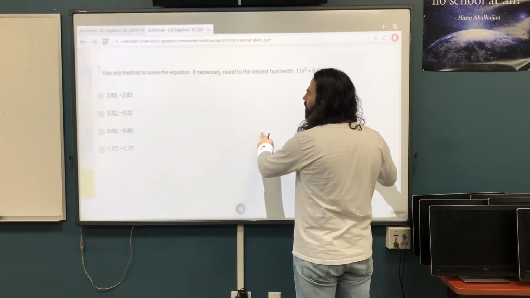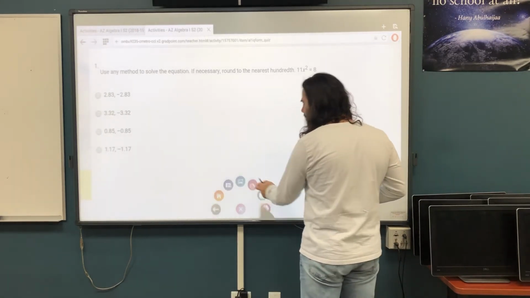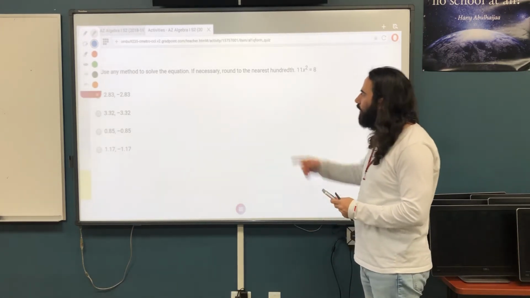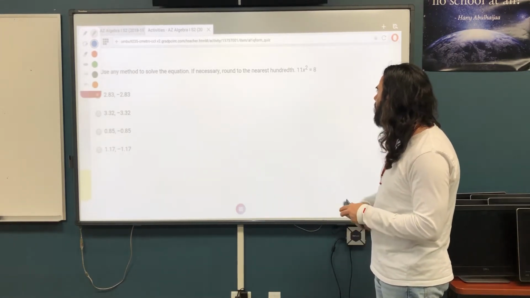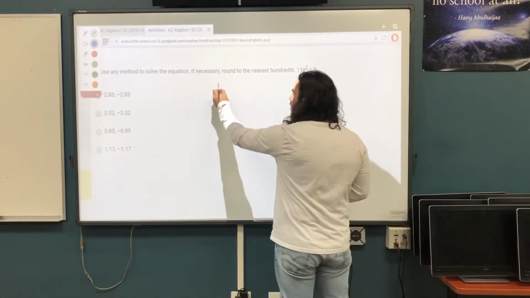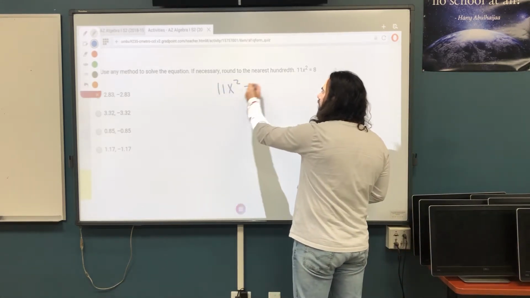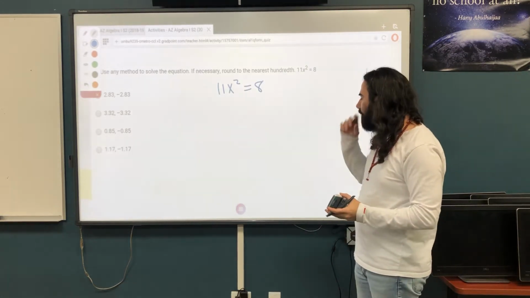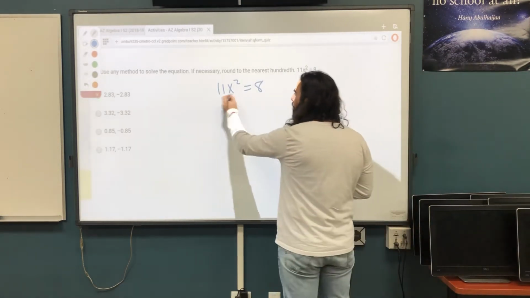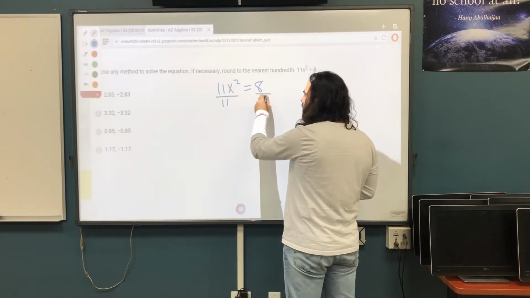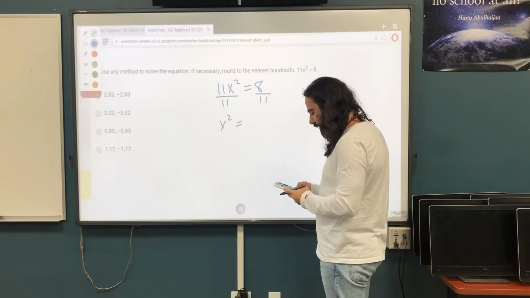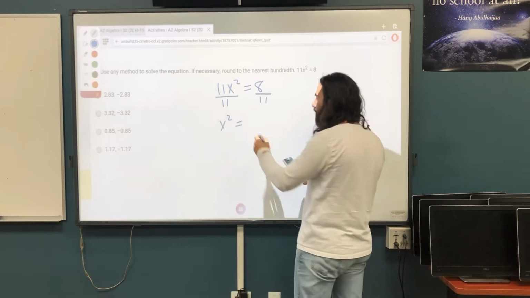Okay. So the first question is, use any method to solve the equation. If necessary, round to the nearest hundredth. We have this equation, 11x squared equals 8. We solve questions like these. Of course, the first thing we do is divide both sides by 11. We get x squared equals 8 over 11. It's 0.72.